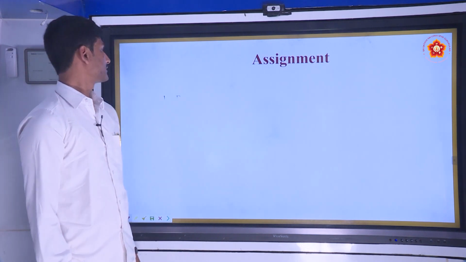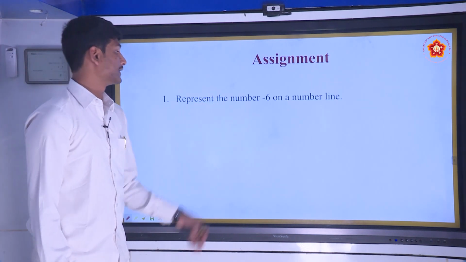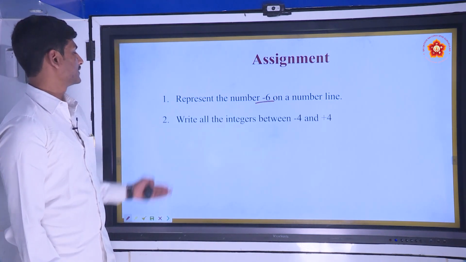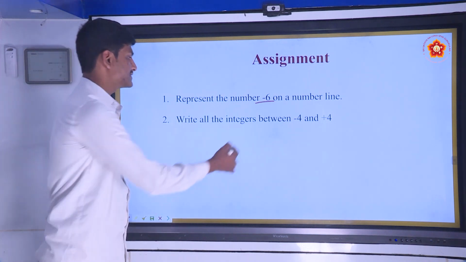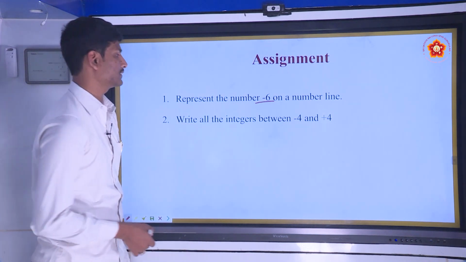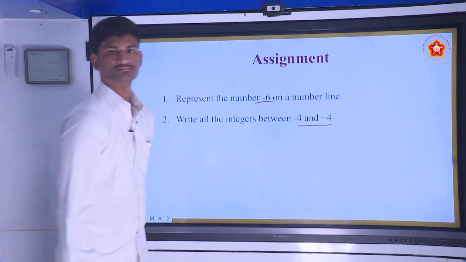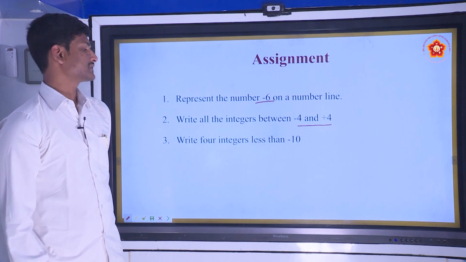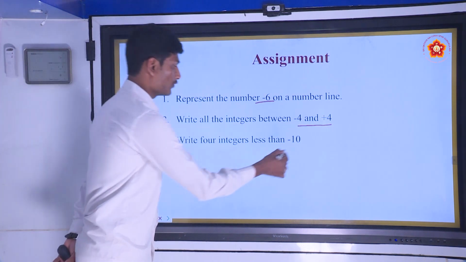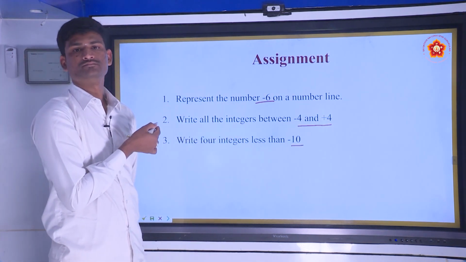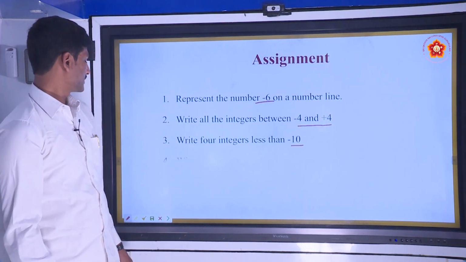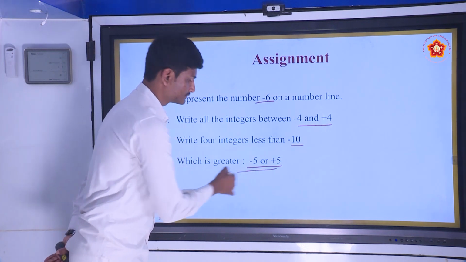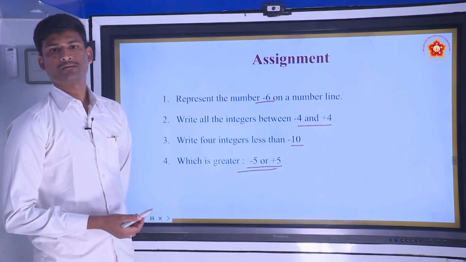Assignment questions. Represent the number -6 on a number line. Then write all the integers between -4 and +4. Then write 4 integers less than -10. Then which is greater? Compare the integers. Okay.